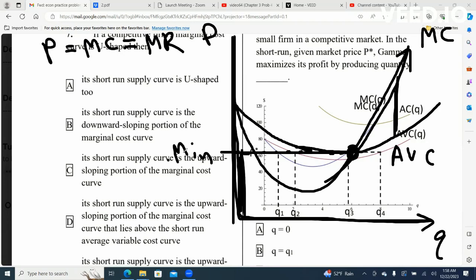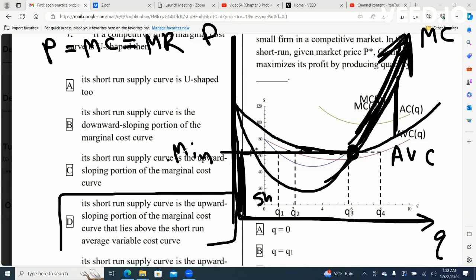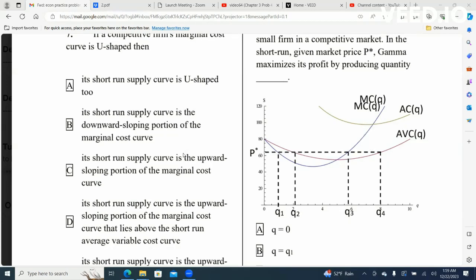So over in this area, we shut down. That's shutting down. And then this is the part that we want to trace. We have to have an upward sloping marginal cost, and we have to be above the AVC. We're just illustrating that one thing. Its short run supply curve is the upward sloping portion of the marginal cost curve that lies above the short run average variable cost curve. It's just regurgitating the same thing we've done a few times in a row. So let's leave that one behind and go to number 8.